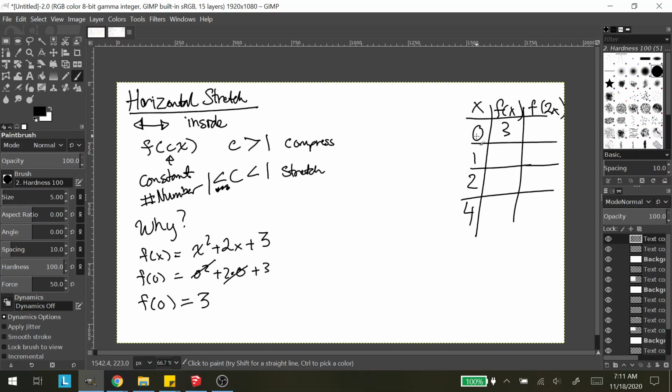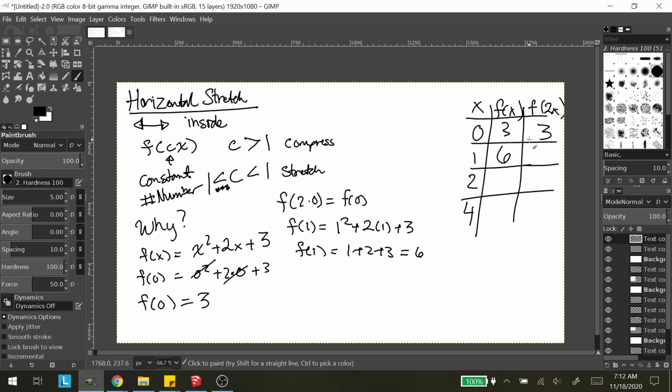Now let's look at it if it's 2 times that. So we're doubling the x value. This is saying double x. So we're saying f of 2 times 0. Well, what's 2 times 0? That's really just the same thing as f of 0, which we already know is 3. So that didn't change at all. But let's look at a more interesting one. F of 1, 1 squared plus 2 times 1 plus 3. F of 1 equals 1 plus 2 plus 3. That's 6. Now 2 times 1, that's going to be f of 2 times 1. Well, what's 2 times 1? Just 2. So we're going to have 2 squared plus 2 times 2 plus 3. Well, 2 squared is 4. 2 times 2 is 4 plus 3. I'm getting 8 plus 3, which is 11.